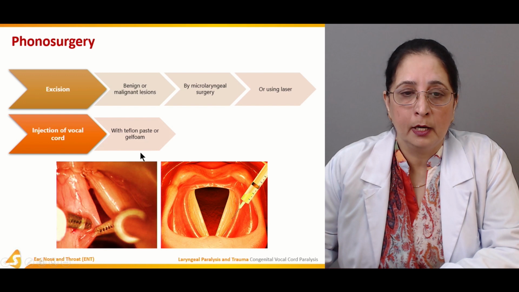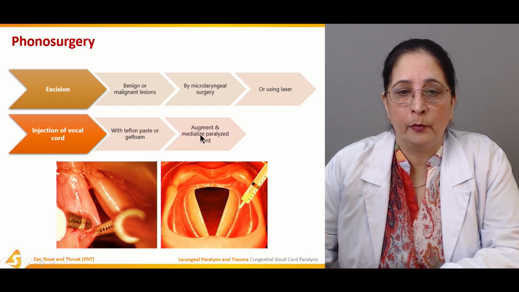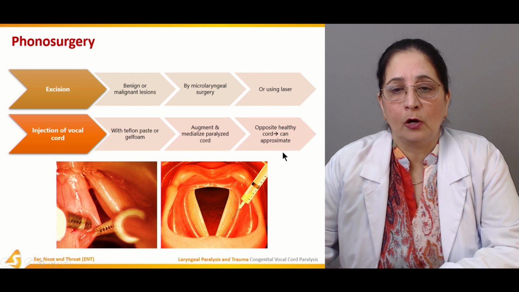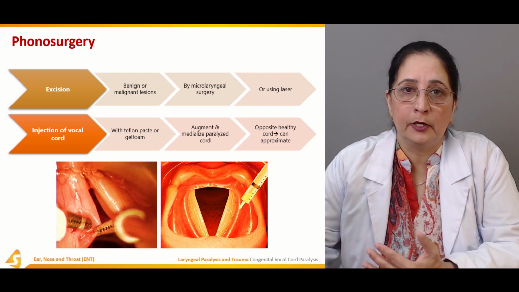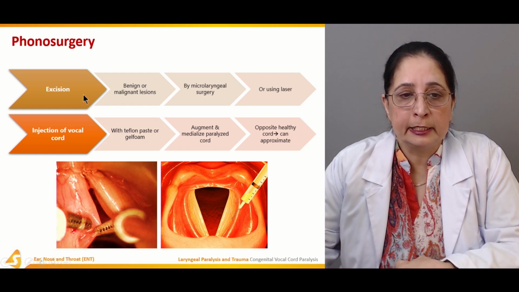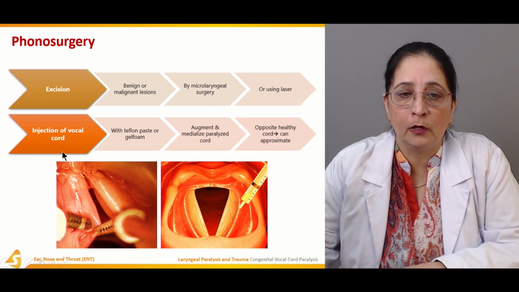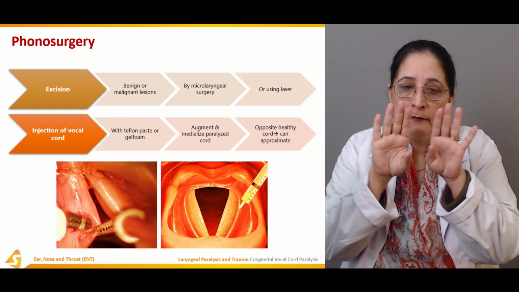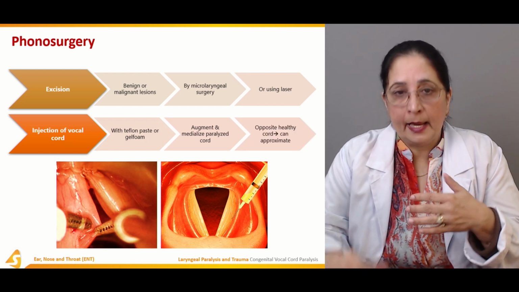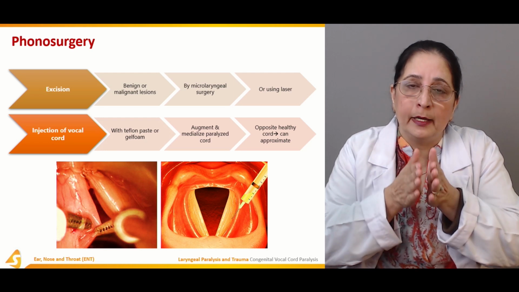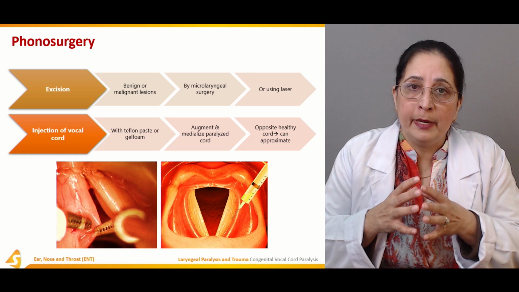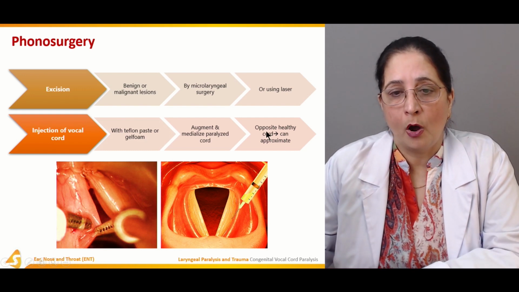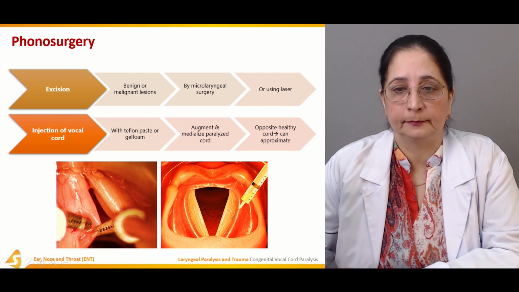Injection of the vocal cord with Teflon paste or gel foam augments and medializes the paralyzed cord, so the opposite healthy cord can approximate. Both of these come under phonosurgery: excision, and injection of the vocal cord with Teflon or gel foam, which augment or medialize the paralyzed cord. We saw in the previous slide that during phonation the cords are medialized to the median position. So the main function of the injection of gel foam or Teflon paste is to medialize the cord, so the opposite healthy cord can approximate.